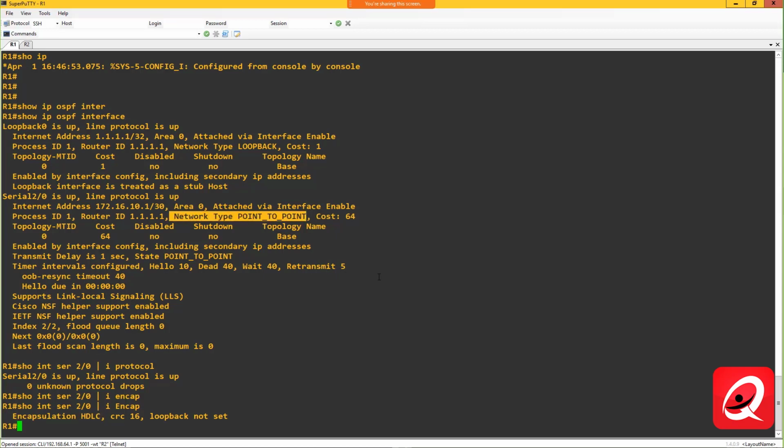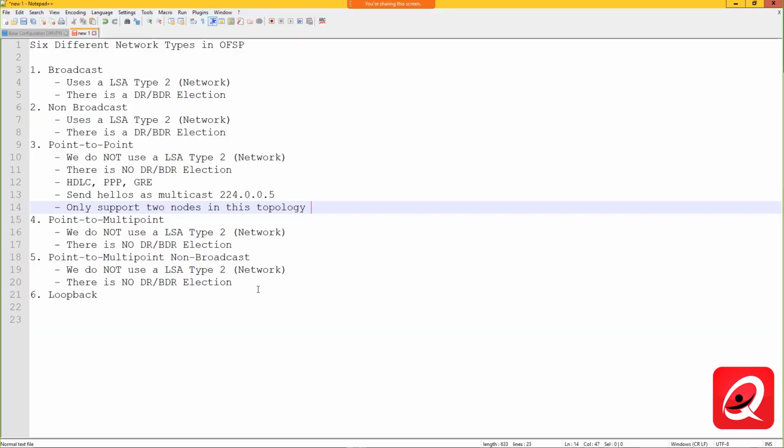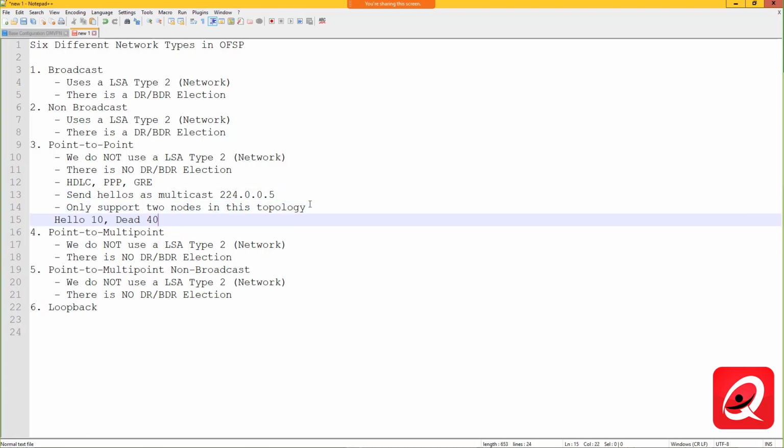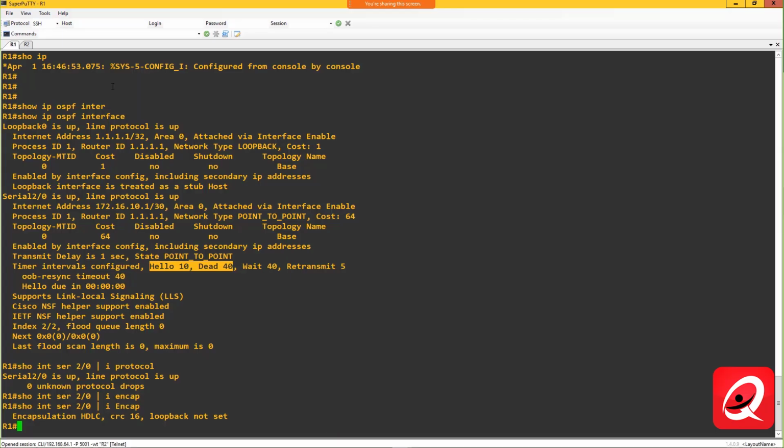Now, this is a really important concept because it identifies that the state is point-to-point. We're going to see later on where we have a state of broadcast or a state of waiting. We'll see that in a little bit. But most importantly, on our point-to-point, the hello and dead timer intervals are the default intervals that we would typically see with a broadcast network. So we want to take note of that: the hello and dead intervals are 10 and 40 seconds respectively, because it will change depending on the network type. All right, so let me go ahead and configure the other router as well.